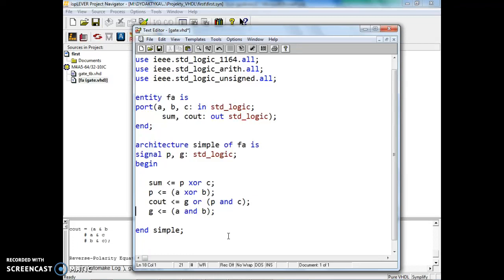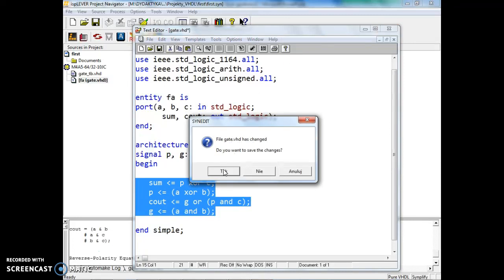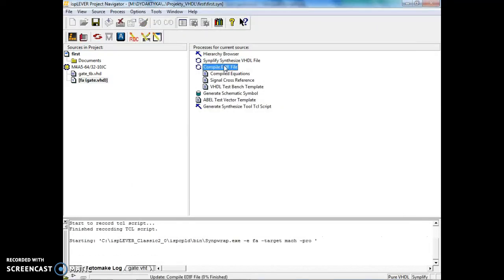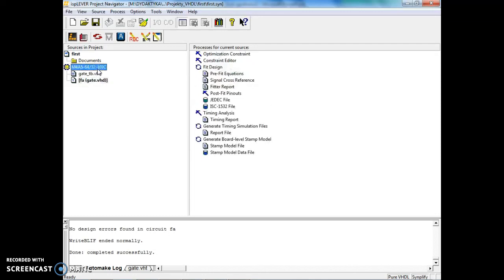I can change the order. It is not important here. So I have changed it, and then I will compile it, and we'll get exactly the same equation. So be aware of it. It is data flow. They are concurrent. They are run in parallel, as in hardware. In hardware, everything works in parallel. Even if you put lines one after another, they will be executed in parallel.